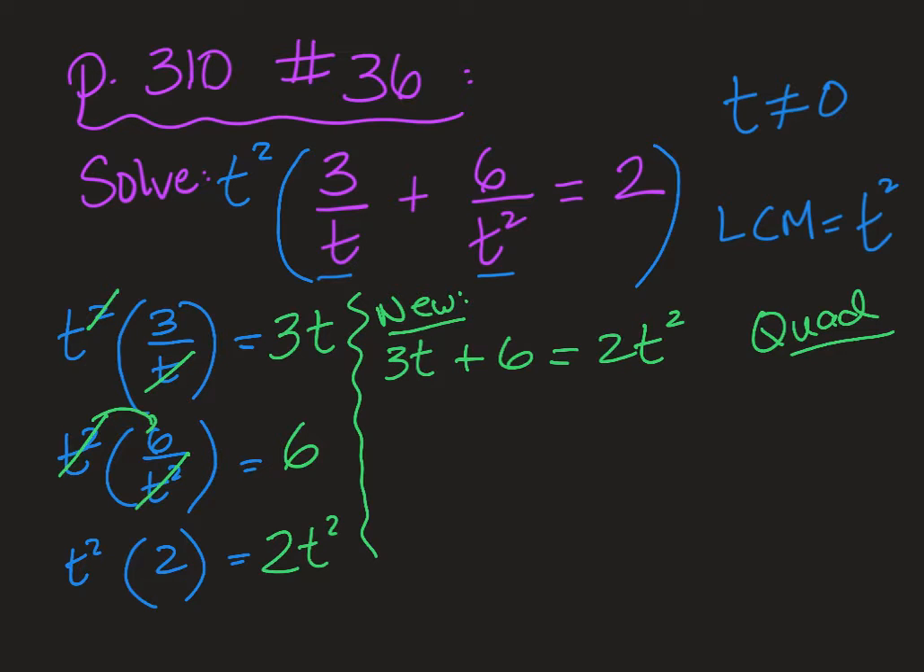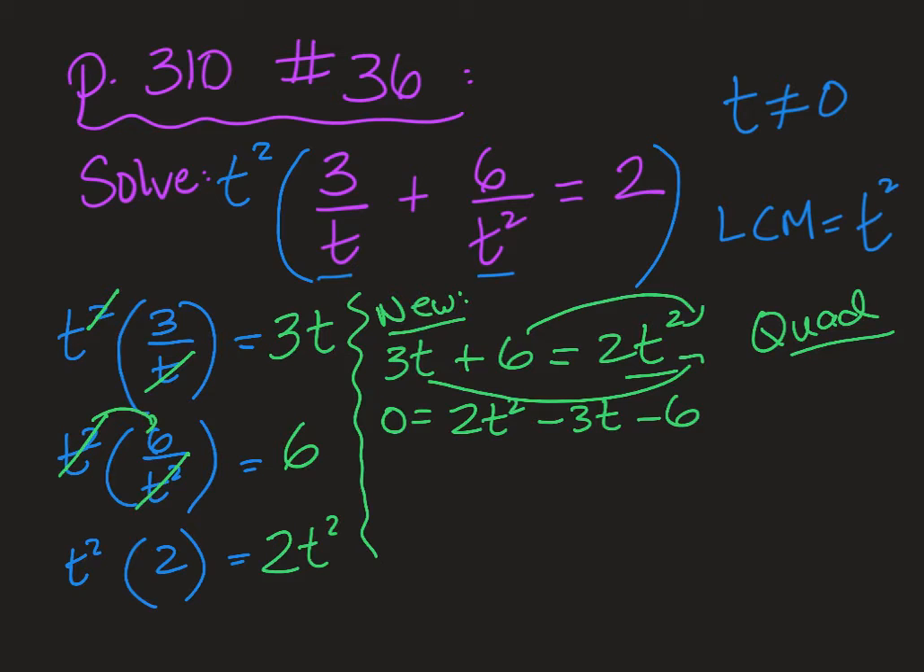So I'm going to bring everything over. I think this one's easier. We want to leave this 2t squared positive. So I'm going to bring this over here, and I'm going to bring this over here. So I'm going to have a 0 equals 2t squared minus 3t and minus 6 when I subtract over the terms on the left to bring them to the right.